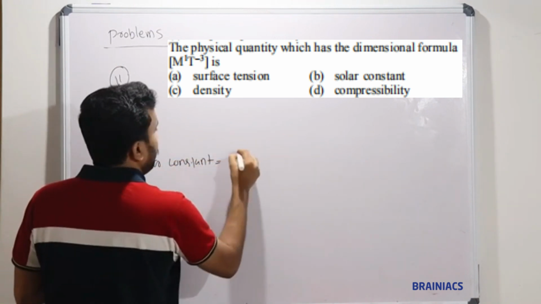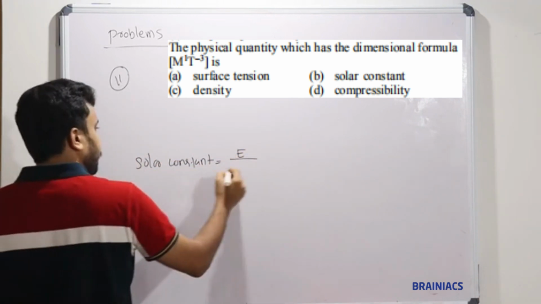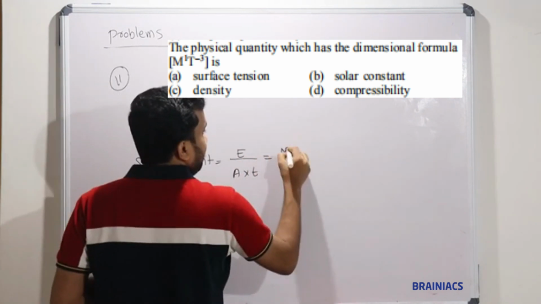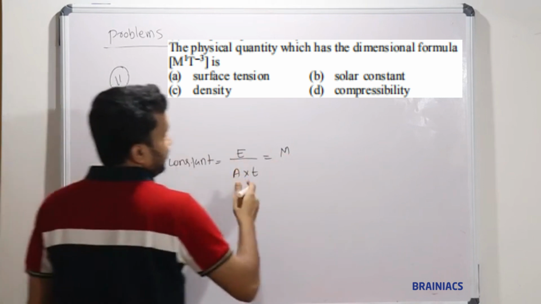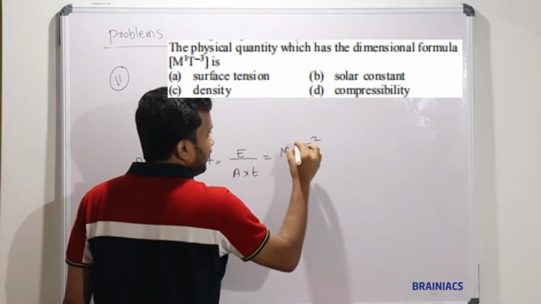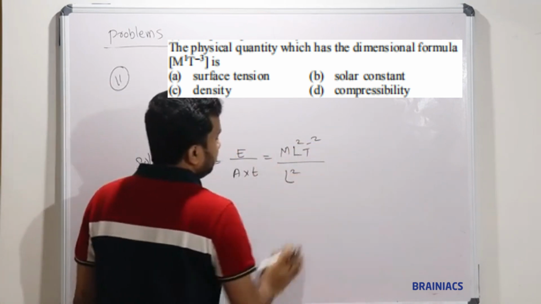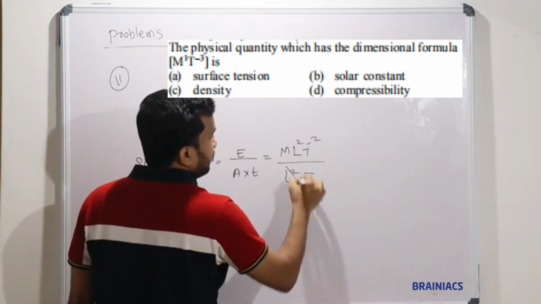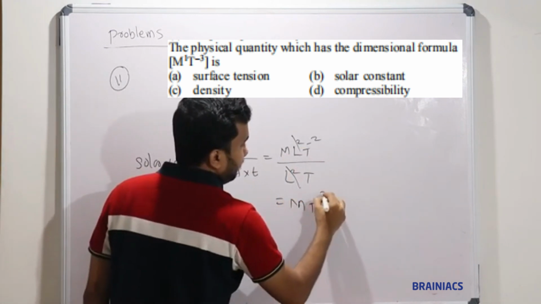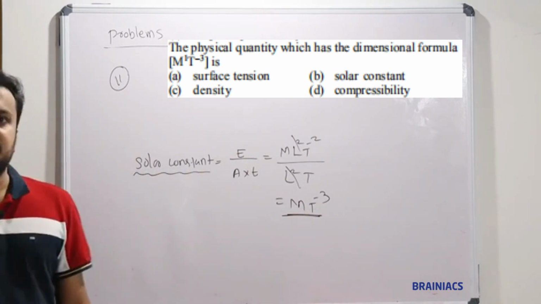Write in the notebook. Solar constant will be equal to energy divided by area into time. So we know the formula of energy. Energy means force into distance, Fs. So MLT raised to minus 2 is force, distance means one more L, so it becomes L square. Area is L square and time is T. L square cancels and it becomes MT power minus 3. This is the dimension formula of the solar constant.